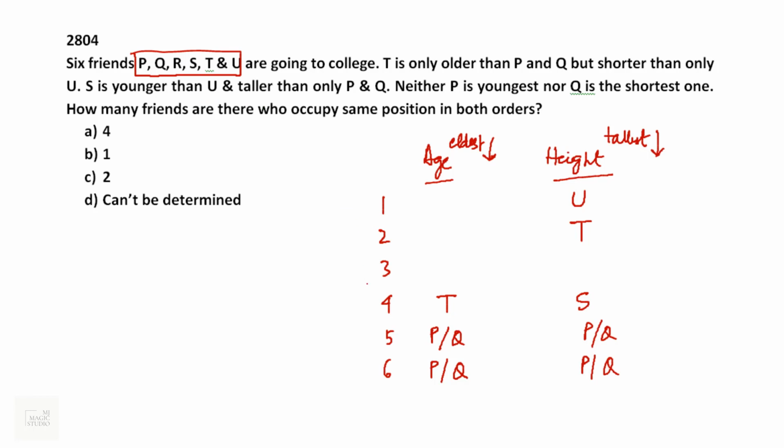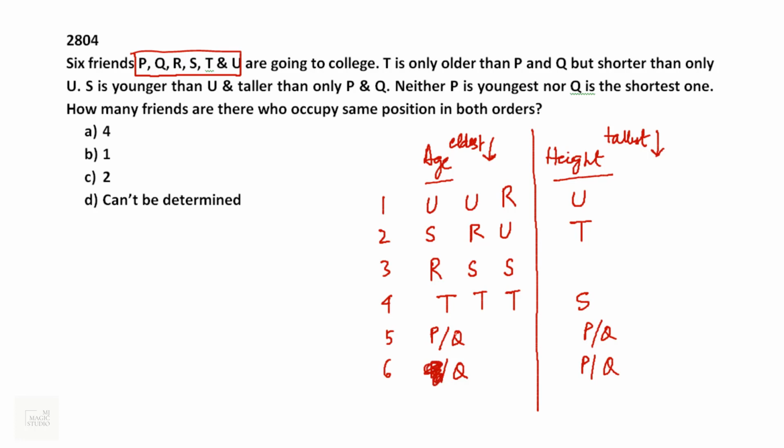Now these are the 3 positions vacant for the age wise. S is younger than U. We can have U and S like this, or like this, so we have 3 options. S is younger than U in the 1st case, 2nd case, and 3rd case also. Then in that case, R remains. R should be at this position. Now, P is not the youngest, that means Q is the youngest, and then P is at this position. So this would be P, Q.